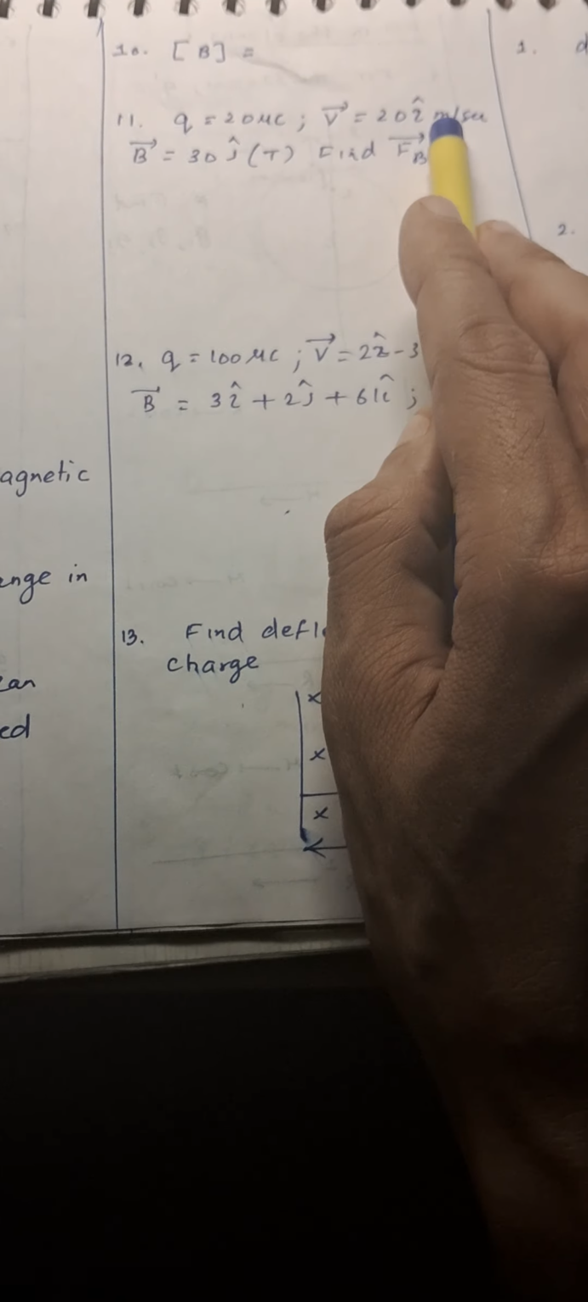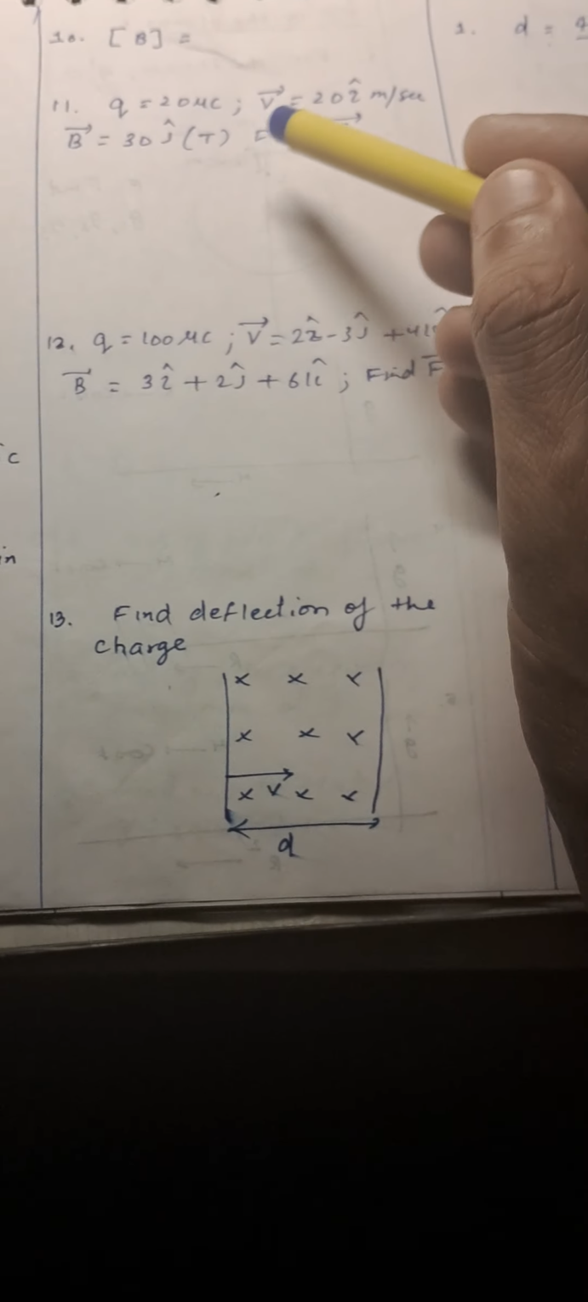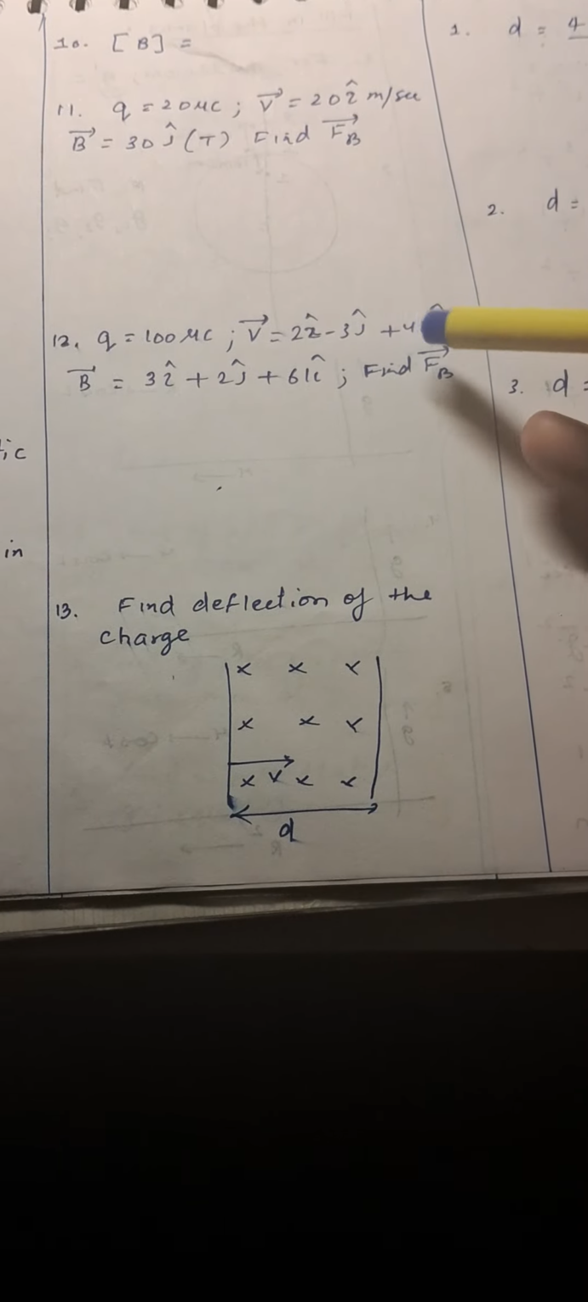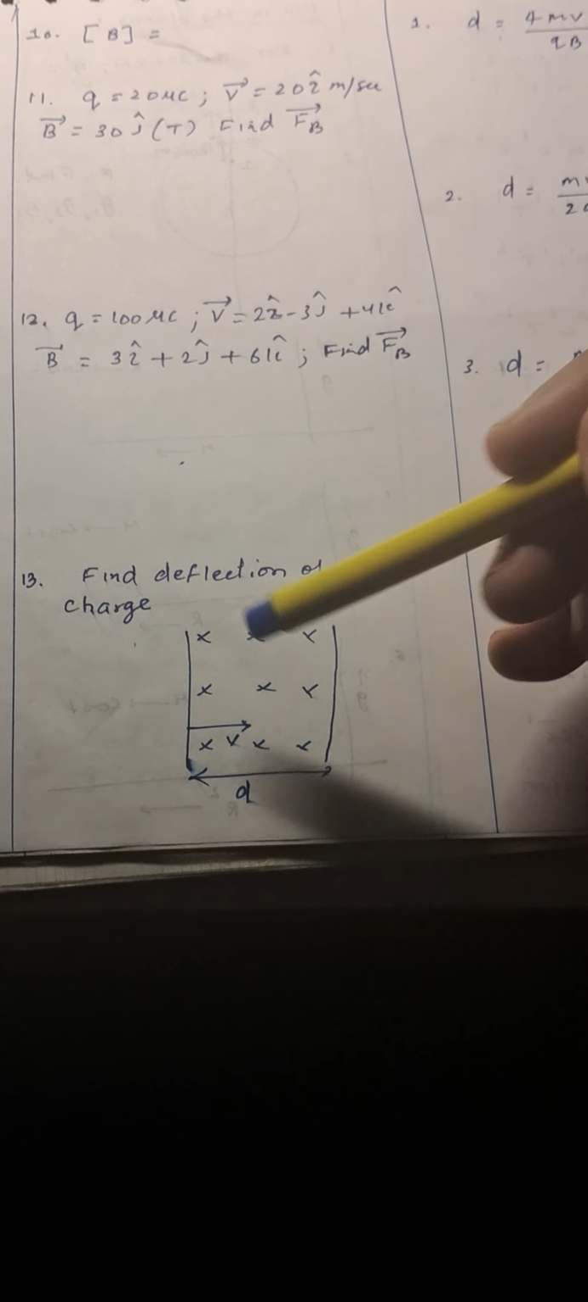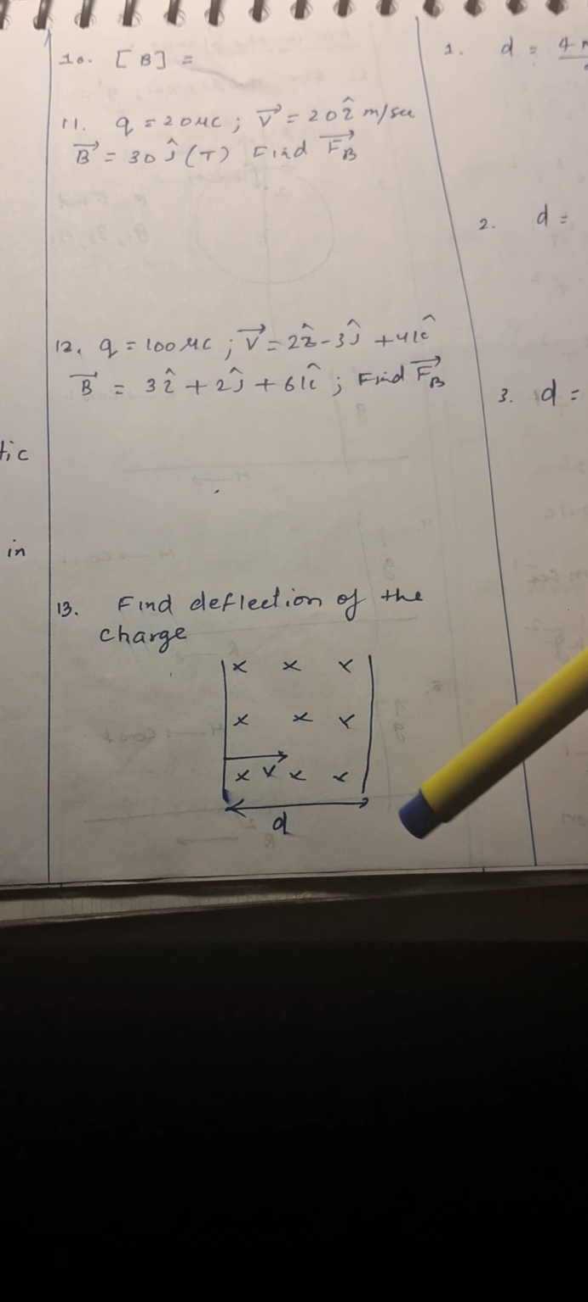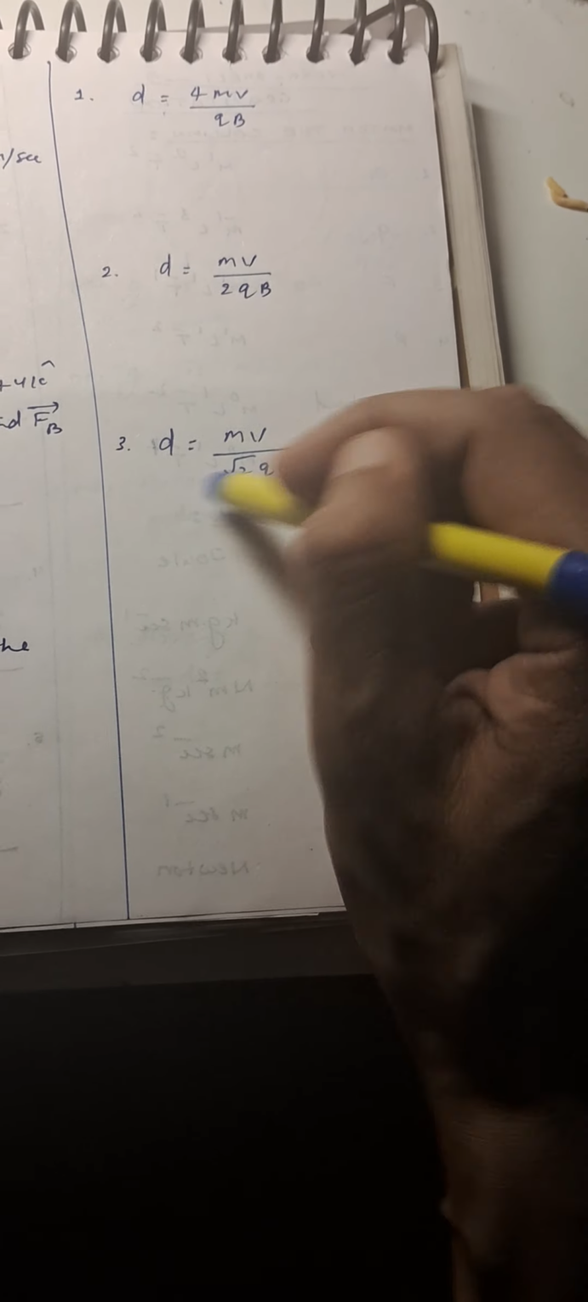Then we have a numerical question based on calculations of magnetic force. Then we have another question based on calculation of magnetic force. Then we have a question based on deflection of the charge in three different cases. In the first case, d is equal to 4mv by qB. Second case, d is equal to mv by 2qB. And in the third case, d is equal to mv by root 2 qB.